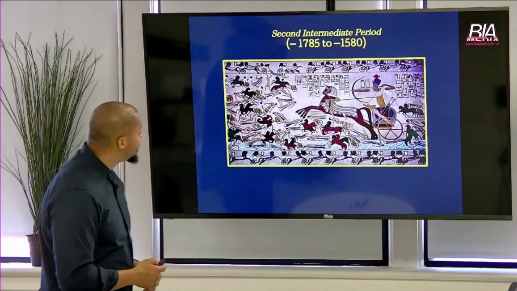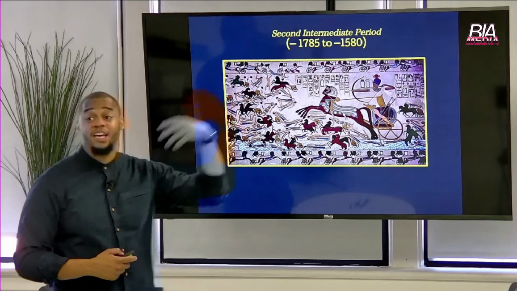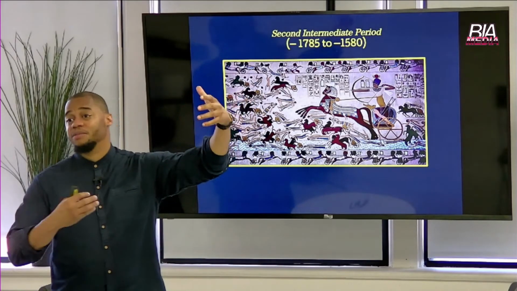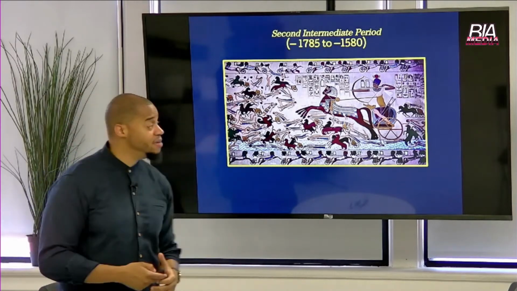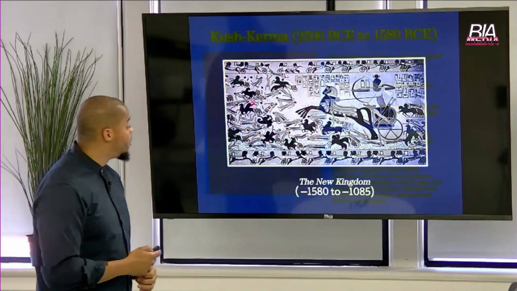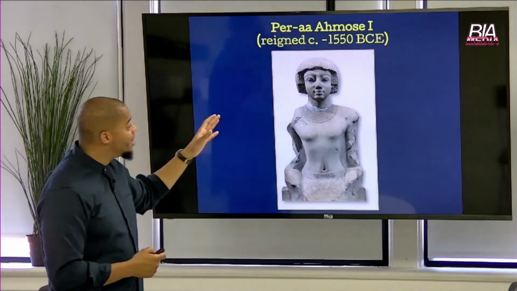All right, so eventually, though, the Egyptians are able to get the Hyksos out of Egypt and even to push the Nubians back across the First Cataract, and that ends the Second Intermediate Period. And this is done under a pharaoh by the name of Ahmose I. Ahmose I. And it's during the New Kingdom.